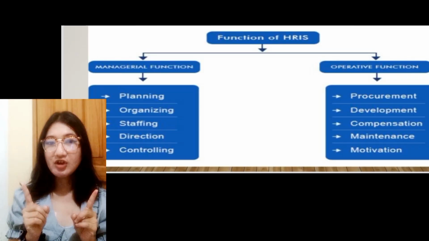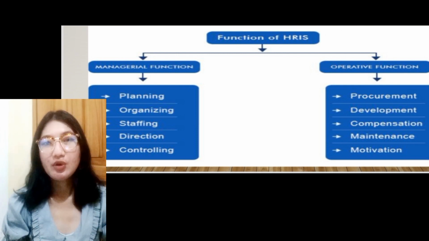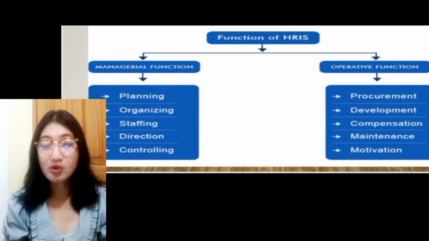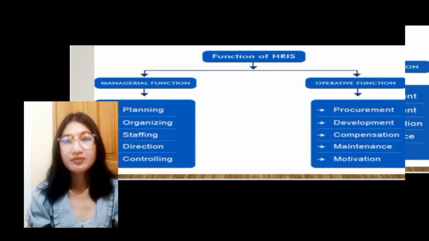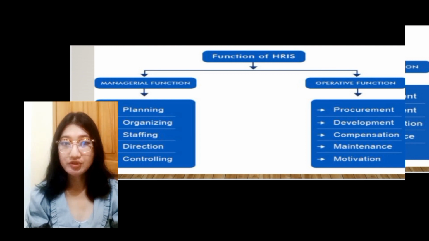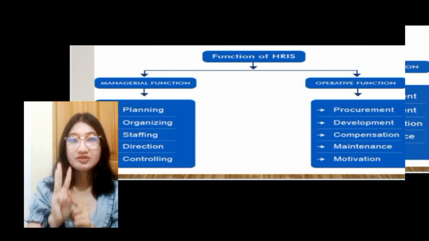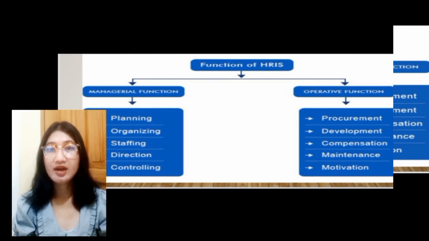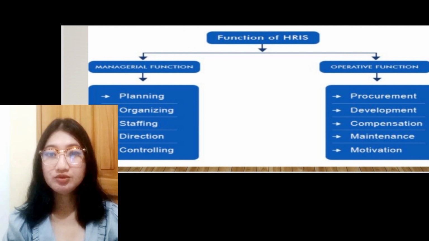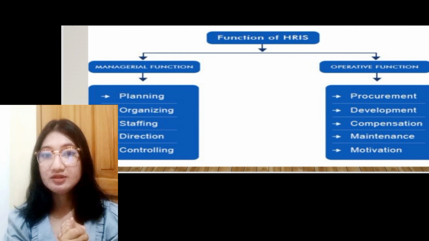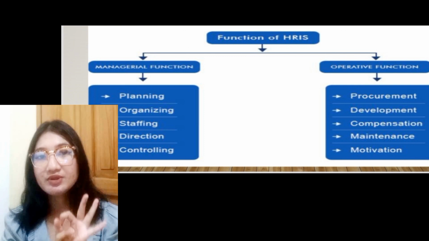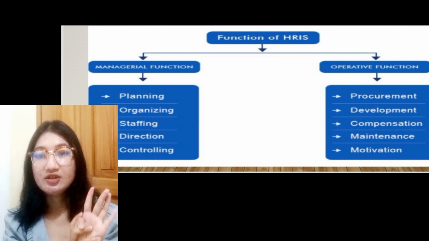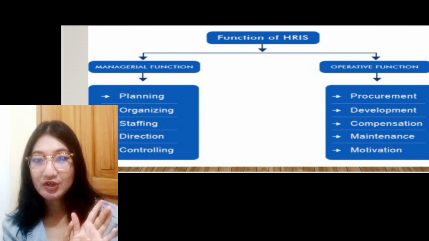And here are the functions of HRIS. We have here two functions, which are the managerial and operative functions. Under the managerial function, we have planning, organizing, staffing, direction, and controlling. While the operative function includes procurement, development, compensation, maintenance, and the last one is motivation.